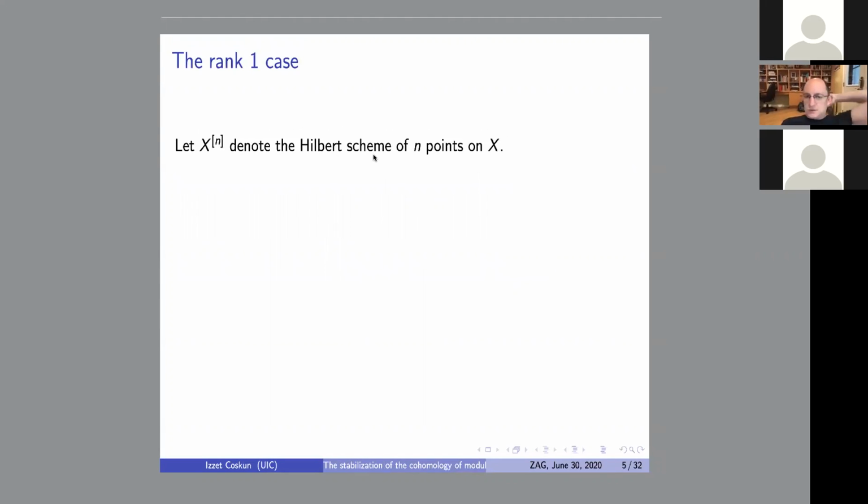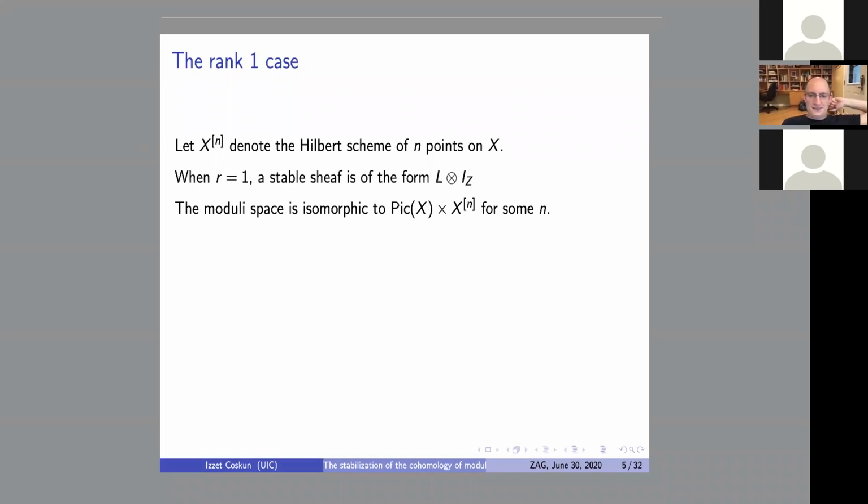All right, so as usual, maybe to begin, let me start with the rank 1 case where we know what happens. I'll denote by X^[n] the Hilbert scheme of n points on X. This is a nice, smooth, irreducible projective variety of dimension 2n. The key point here is that if you have a sheaf of rank 1, then it's automatically stable, and it's of the form a line bundle tensor an ideal sheaf of points. So in some sense, if you want to understand the rank 1 case, you just need to understand this Hilbert scheme of n points.